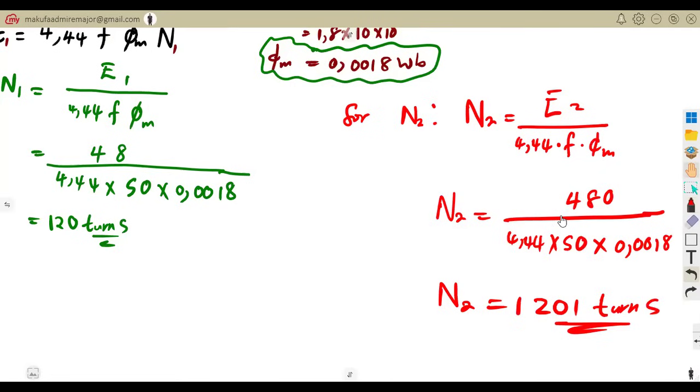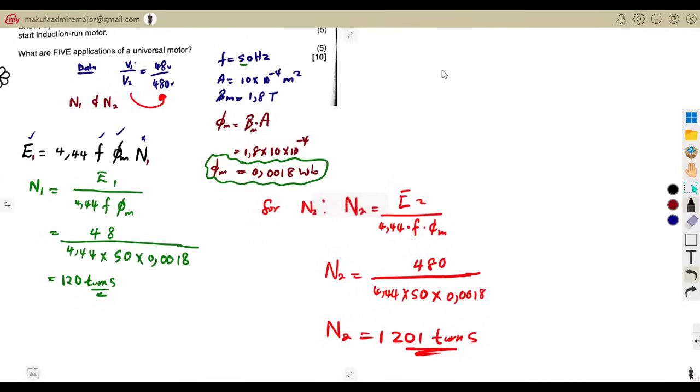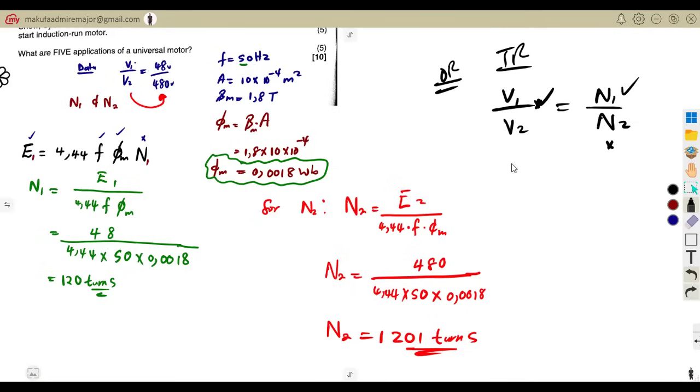Or like I said, because you now have N1, to calculate N2 you could have also used your transformer ratio. V1 over V2 is equal to what? Is equal to N1 over N2, I2 over I1. We need to determine N2 because we have calculated N1. V1 over V2 is already given, the ratio there. So you're going to take it as 48 over 480 is equal to N1 over N2. We calculated N1, remember? We got 120 turns. What is it that you want to calculate? N2. So you're going to cross multiply this and that.